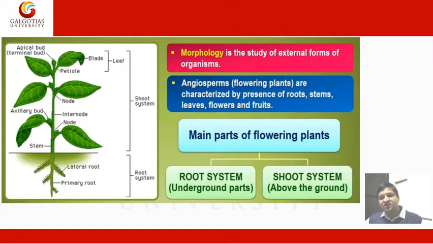Angiosperms, especially those we say are flowering plants, are characterized by the presence of roots, stems, leaves, flowers and fruits. The main parts of flowering plants: first is the root system, second is the shoot system. In the root system, we will see the underground parts, and in the shoot system, we will discuss the above-ground parts.